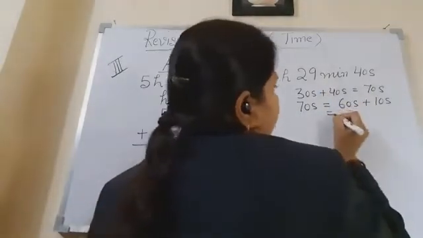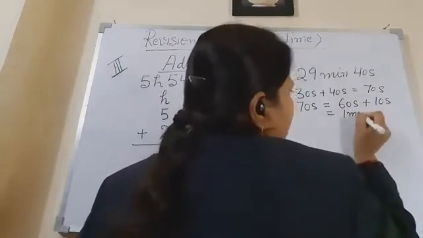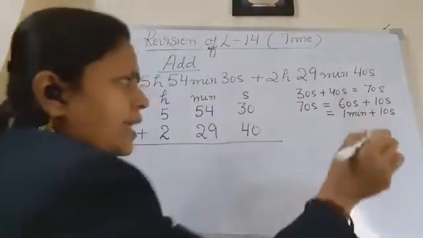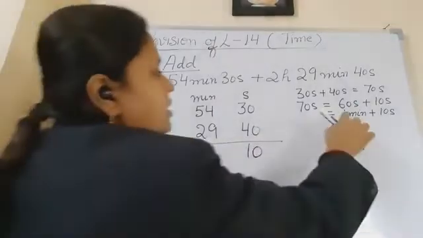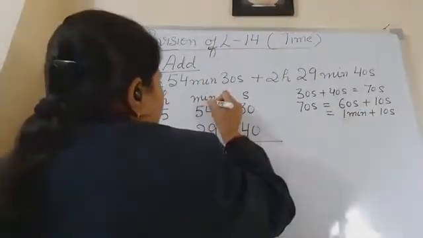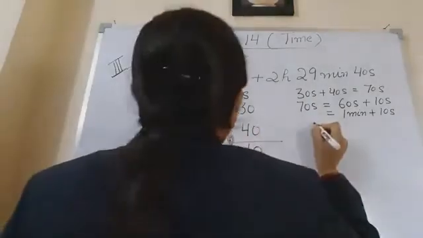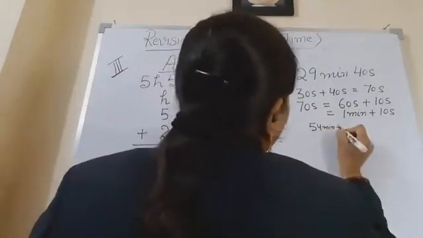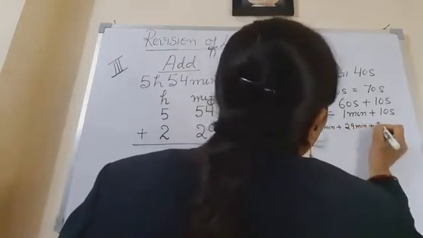Now you know that 60 seconds is equal to 1 minute. So you will write 1 minute plus 10 seconds. Now this 10 seconds you will write in the second column here, and this 1 minute goes to the minute column. So now in the minute column you have 54 minutes plus 29 minutes plus 1 minute.